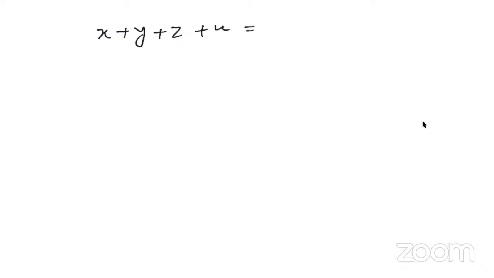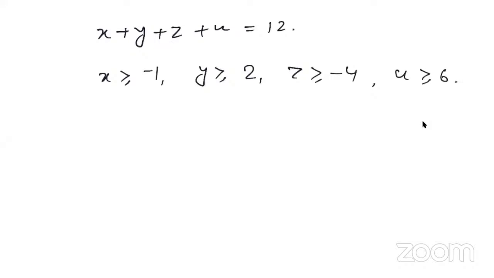x plus y plus z plus u is 12. x is greater than or equal to minus 1, y is greater than or equal to 2, z is greater than or equal to minus 4, u is greater than or equal to 6. Find the total number of solutions for this case.